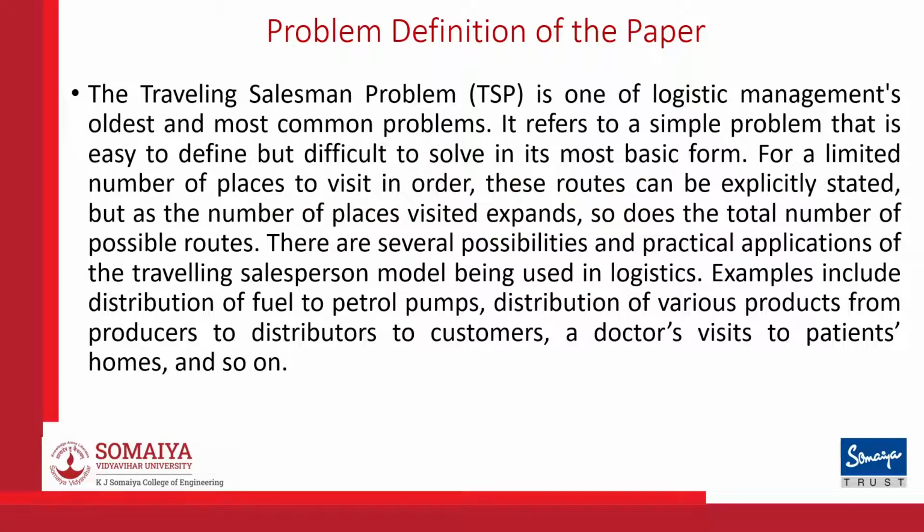Problem definition of the paper. So the paper revolves around the traveling salesman problem, and the traveling salesman problem is one of logistic management's oldest and most common problems. It refers to a simple problem that is easy to define but difficult to solve in its most basic form. For a limited number of places to visit in order, these routes can be explicitly stated. But as the number of places visited expands, so does the total number of possible routes.